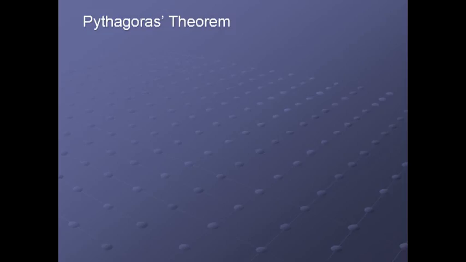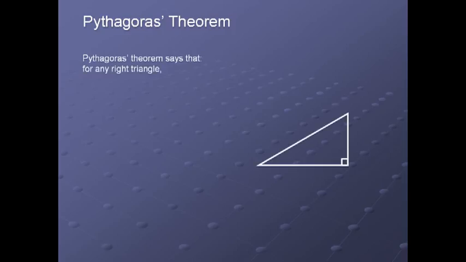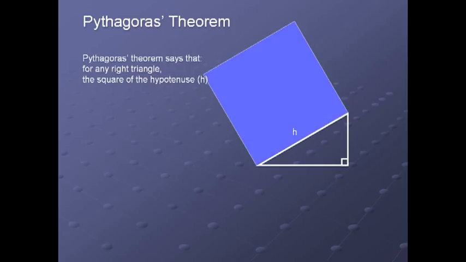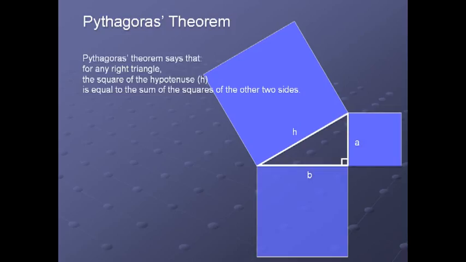Pythagoras' theorem. Pythagoras' theorem says that for any right triangle, the square of the hypotenuse, or h, is equal to the sum of the squares of the other two sides. This is written as h squared equals a squared plus b squared.